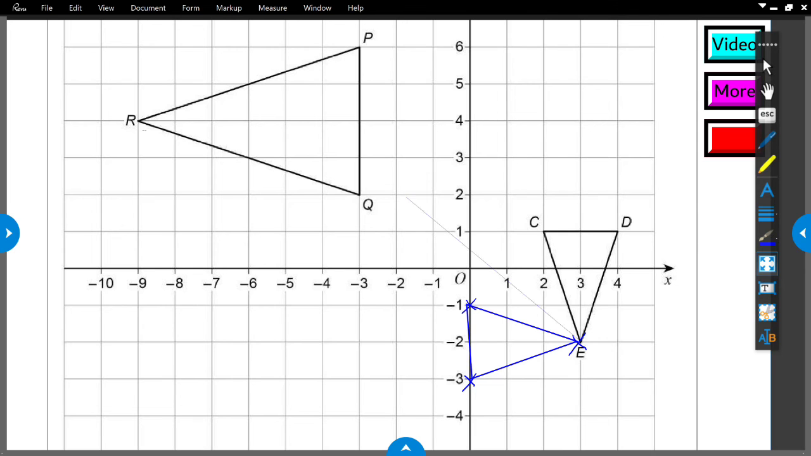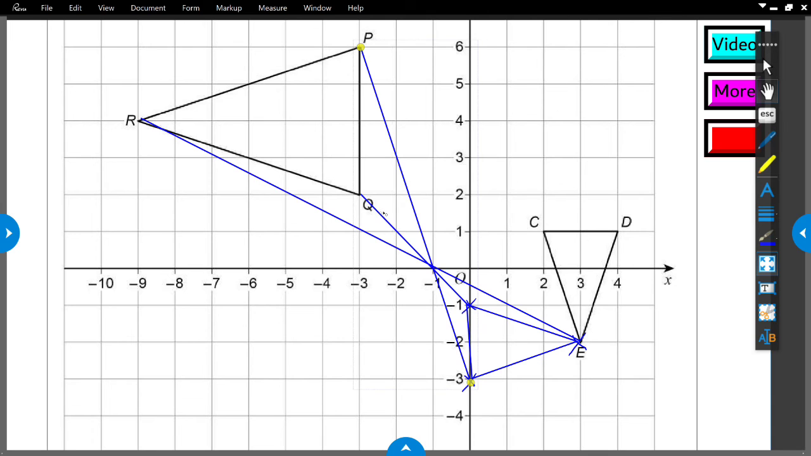So obviously point E has gone to point R. The other points can cause a bit of confusion because does this one go to here or does it go up to P? It actually goes to point Q here. And this one goes to point P.